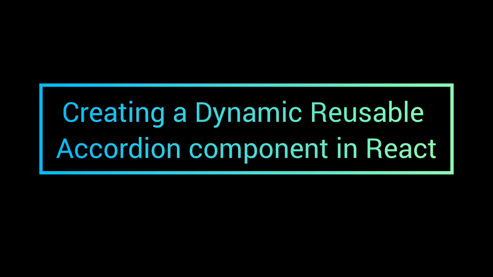In this video, we'll walk you through creating a dynamic accordion component in React. Accordions are a great way to manage large sets of content by collapsing sections and expanding only what's necessary. By the end of this tutorial, you'll be able to build a fully functional, reusable accordion that responds to your data dynamically. Let's dive in and start coding.